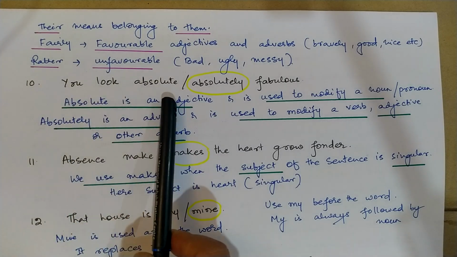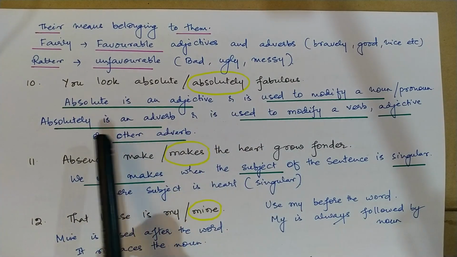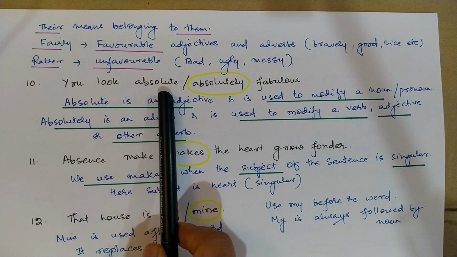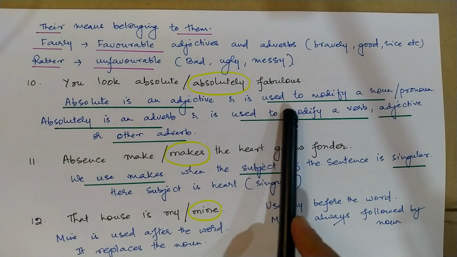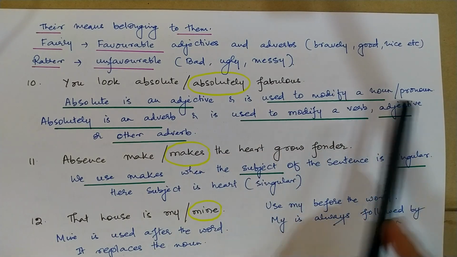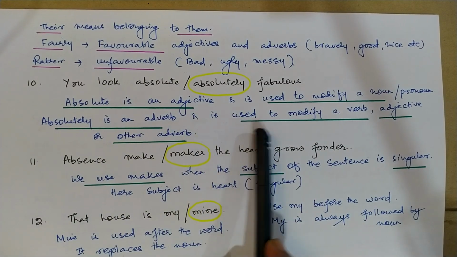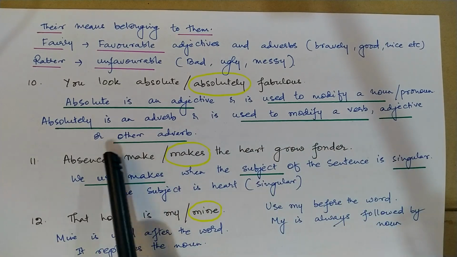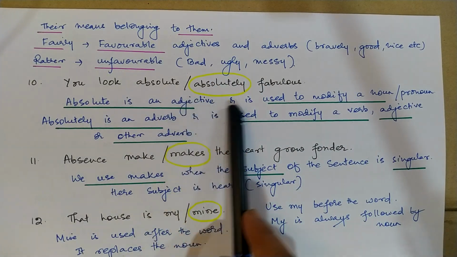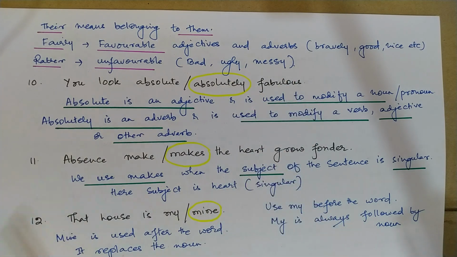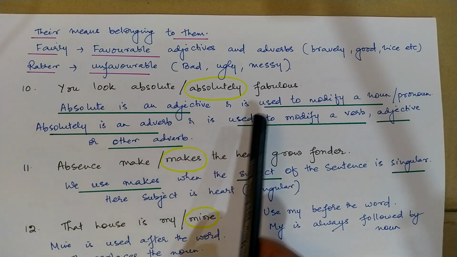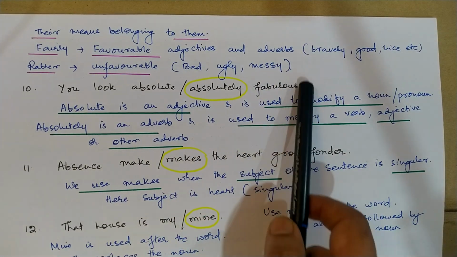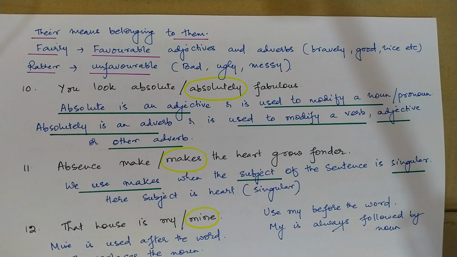Number 10, you look absolute or absolutely fabulous. Now let us understand where we have to use absolute and where we have to use absolutely. Absolute is an adjective and is used to modify a noun or a pronoun. Absolutely is an adverb and is used to modify a verb, adjective or other adverbs. So absolutely is used here because fabulous is an adjective and we are using the adverb to modify the adjective fabulous. Number 11, absence make or makes the heart grow fonder.